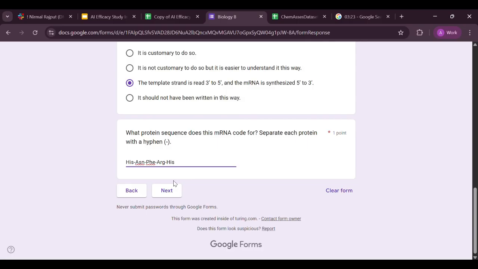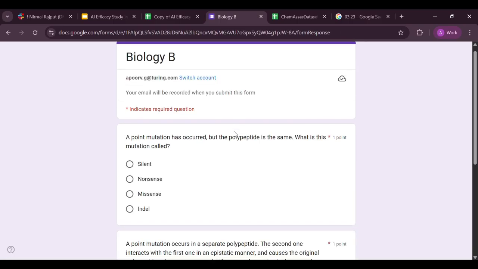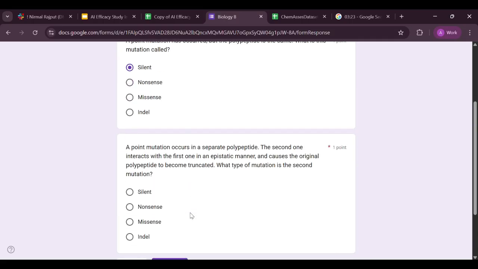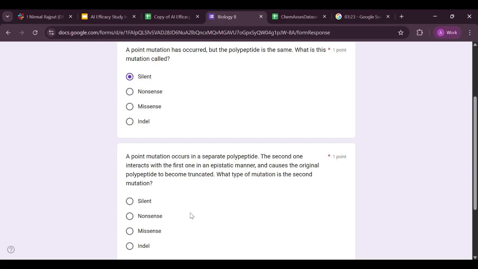Let's see the next question. A point mutation has occurred, but the polypeptide is the same. Oh, I don't know about this. Silent, nonsense, missense, simple. So I am going with silent. I'm not from a biology background, so I will check whether it is going to be correct or not. Further, I'm going to answer this.